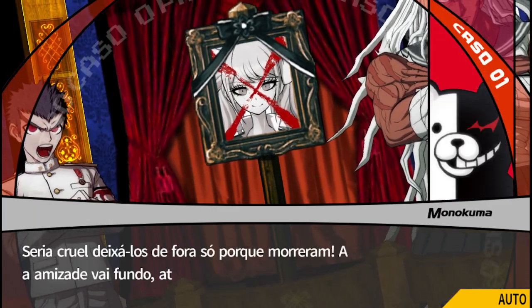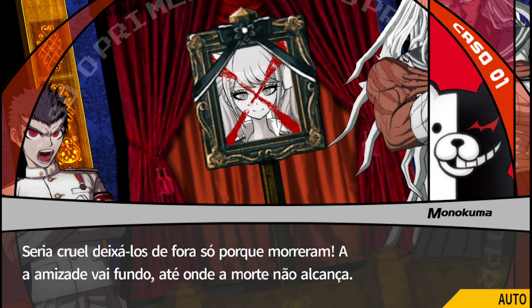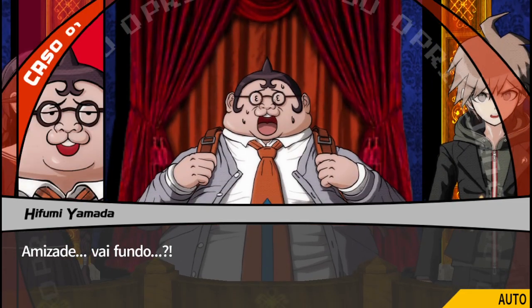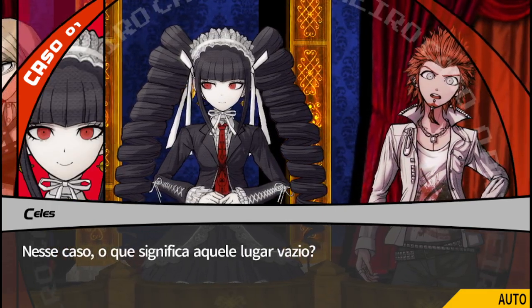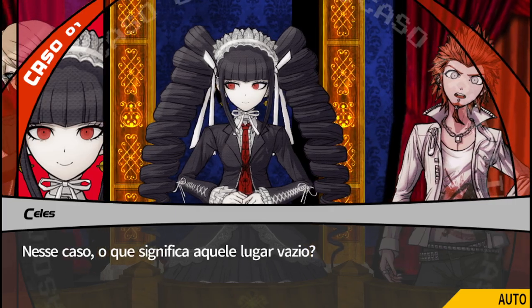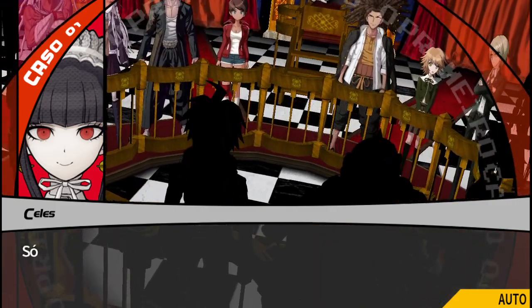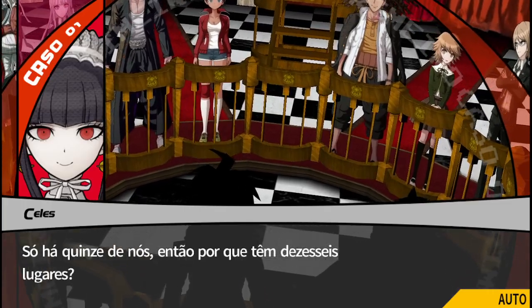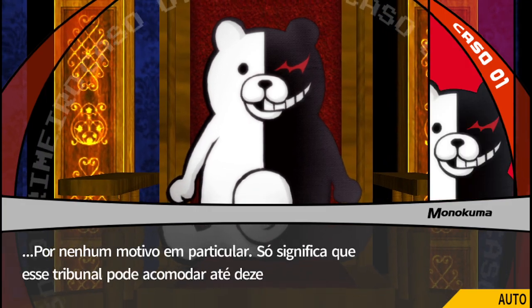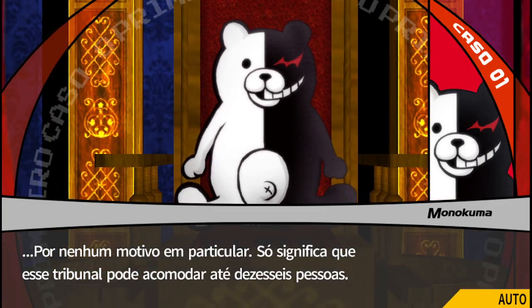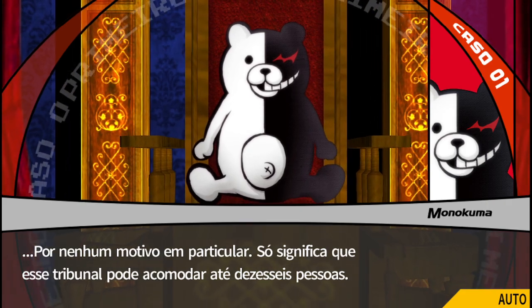I'd feel awful if they got left out just because they died. Friendship penetrates even death's barrier. Friendship penetrates? Okay, but what about that other empty seat? There were only 15 of us to begin with, so why are there 16 seats? Oh, no reason. It's just that our little courtroom here can technically fit up to 16 people.